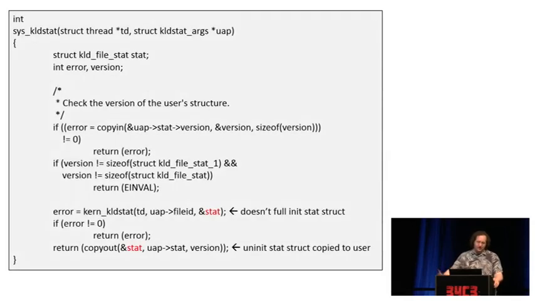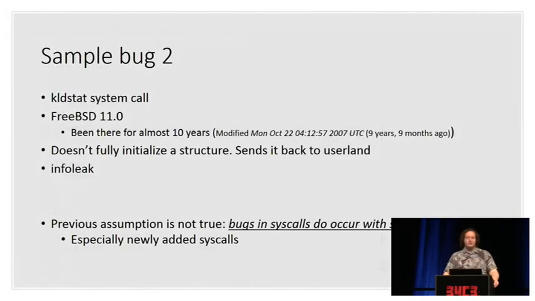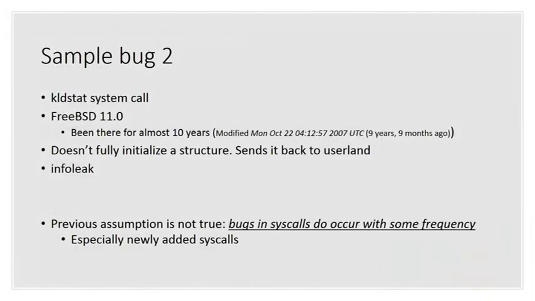And here's a second example. This is a system call on FreeBSD called kldstat, which basically gives you statistics about loaded kernel drivers. And this thing has a stat buffer on the stack, fills it out, and then sends it back to userland. But it doesn't fill out everything, and so you get uninitialized bytes in there. I found it in FreeBSD 11, but it's been in there for just over a decade. It doesn't fully initialize a structure and sends it back to userland.